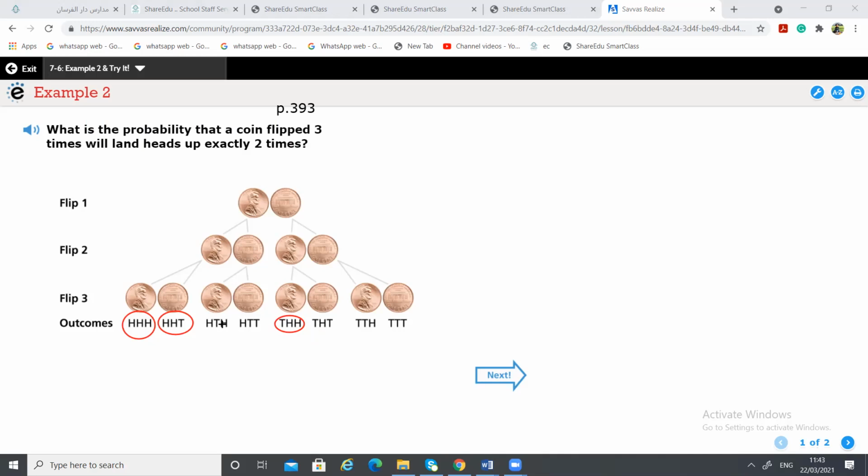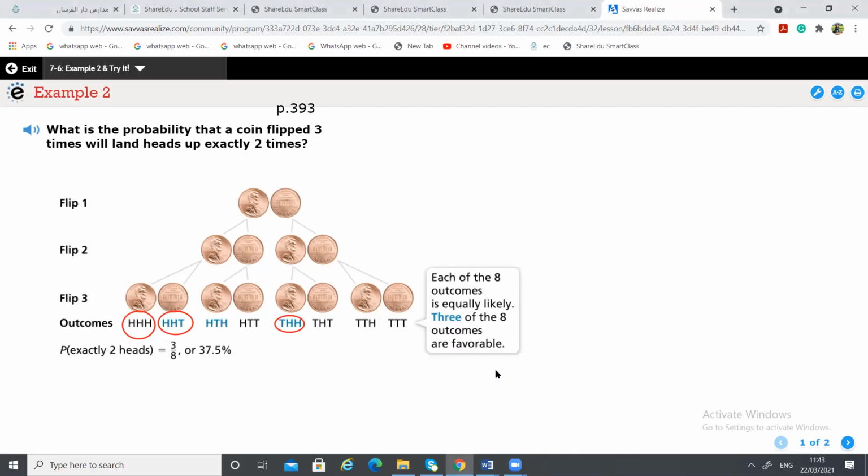Other places you have H and H beside each other. So you have 3 outcomes out of 8. So your answer is 3 out of 8. This is a complicated one, even if we leave this question, but at least just tell me.